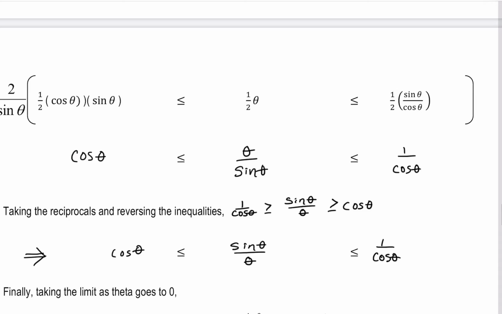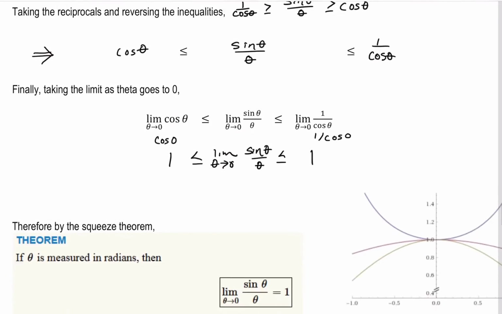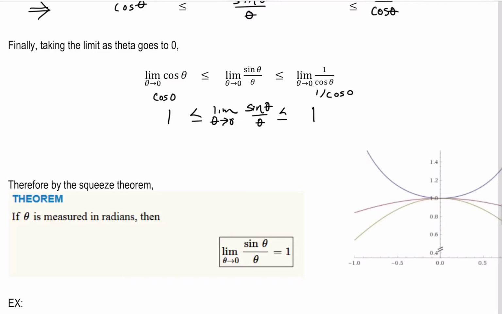All right, so basically we're here. Now if we take the limit as theta goes to 0, we can evaluate this limit because on the far left, I'm just going to have cosine of 0. So that's going to be 1 is less than or equal to the limit as theta goes to 0 of sine theta over theta, which is less than or equal to 1 divided by cosine of 0, which is still going to be 1. And so therefore, by Squeeze theorem, this is going to tell us that the limit as theta goes to 0 of sine theta over theta is equal to 1.